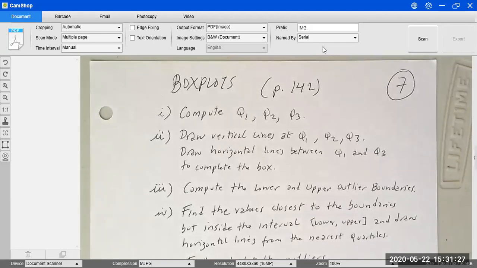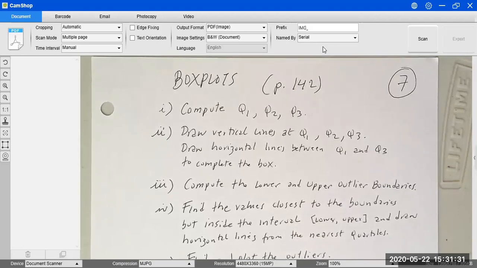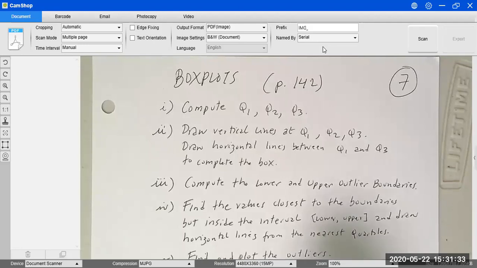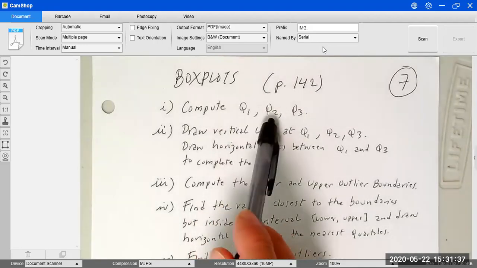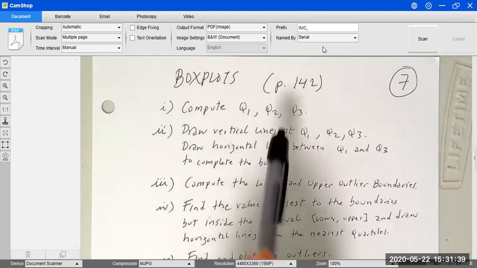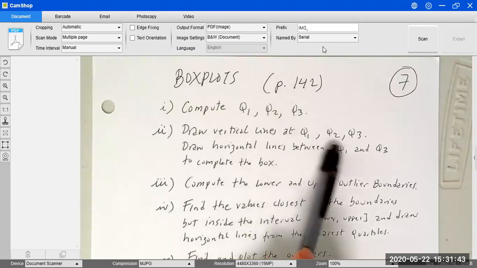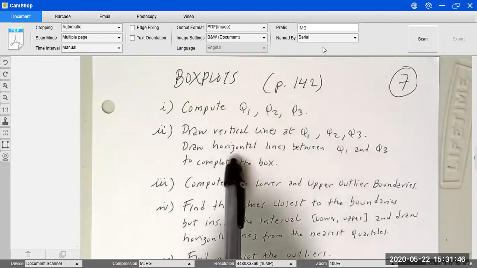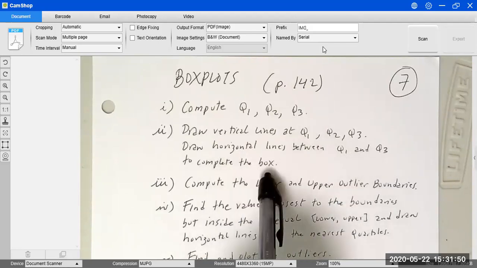So the steps are very similar to the previous steps I just mentioned. Now we're going to incorporate the graphical part. But we're going to start computing the quartiles, Q1, Q2, and Q3. Remember, Q2 is the median. Then we're going to draw vertical lines at Q1, Q2, and Q3. And then we're going to draw horizontal lines between Q1 and Q3 to complete a box.